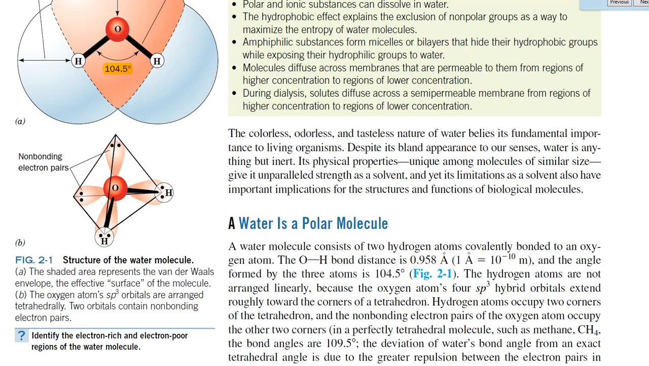And a very interesting part, you can see the structure of H2O. What is the structure? It is tetrahedral. The oxygen atom's sp3 orbitals are arranged tetrahedrally. Two orbitals contain bonding electron pairs, and two contain non-bonding electron pairs.